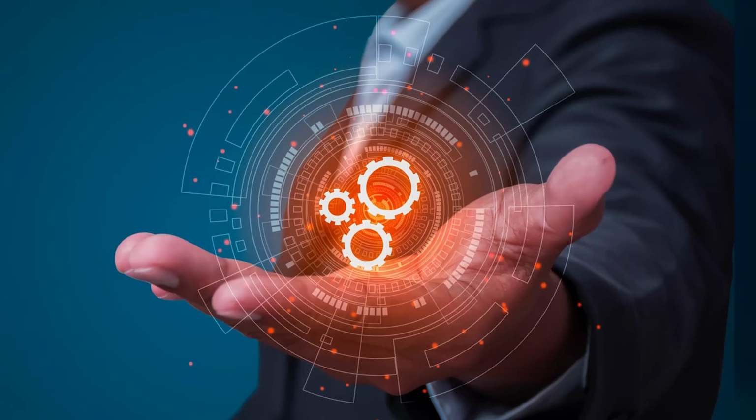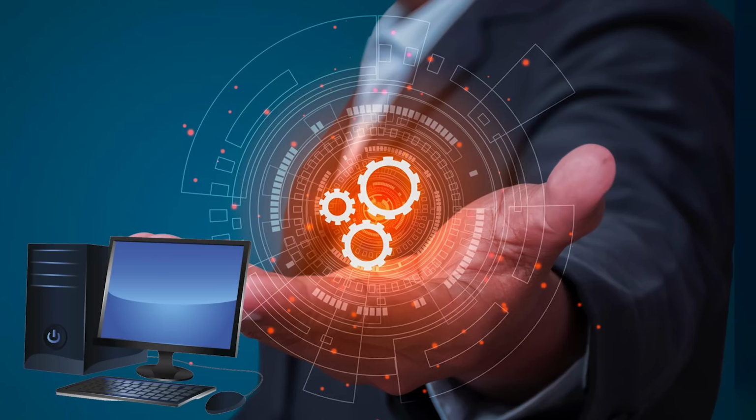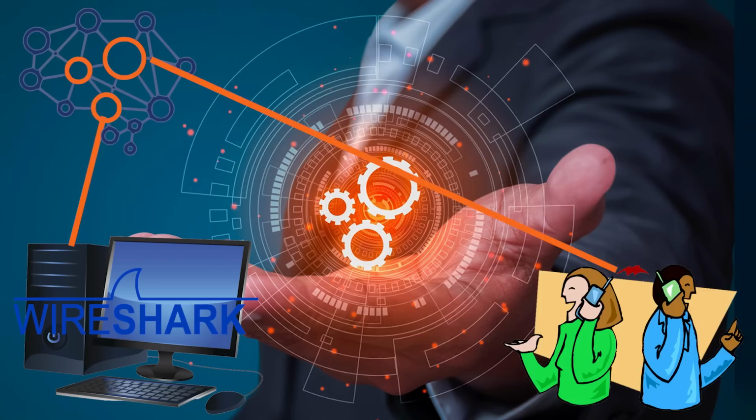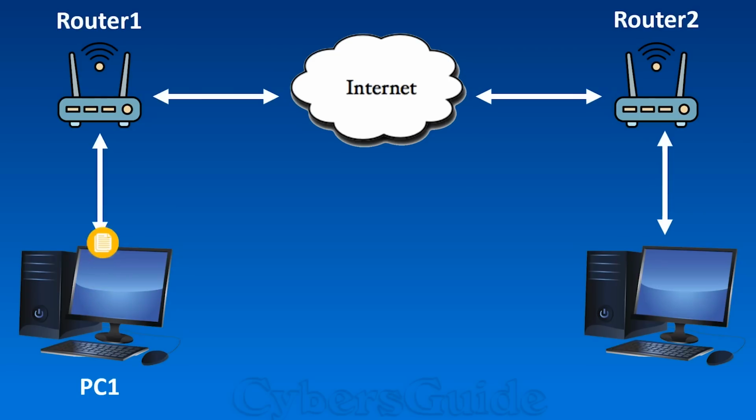To intercept phone calls, we'll need a few things. First, we need a computer running Wireshark. The computer should be connected to the same network as the device making phone calls. You might need to capture traffic from a router or Wi-Fi access point. Second, we need a network interface card capable of capturing network traffic.